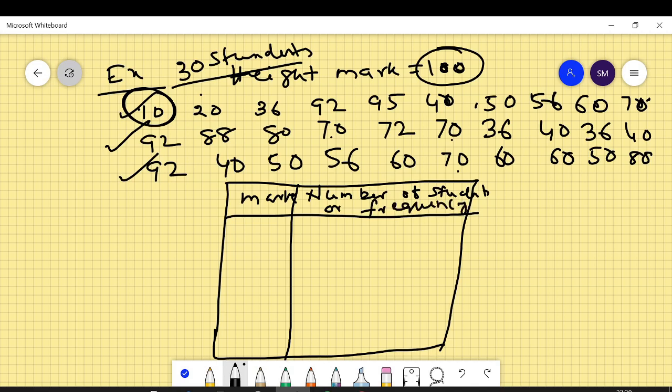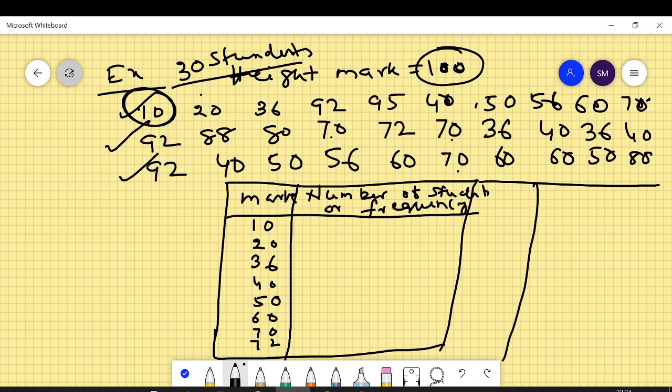Okay. Then here the marks: 10, then 20, then 36, next 40, then 50, then 60, then 70, 72, then 80. I cannot write here. Please extend the table here also. Then this is marks. Here the number of students.